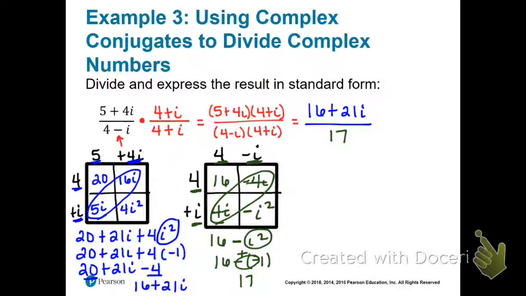Now, the only other thing we could possibly do here, guys, is if all three of these terms were divisible by some number, we would divide all three of those numbers by it, okay? But 16, 21, and 17 are not divisible by anything other than 1. So therefore, this is our solution. Notice our i is gone on the bottom, okay? Because in that second box that we did, we were multiplying conjugates. If you end up with an i there, then there's a mistake somewhere. So be careful of that.